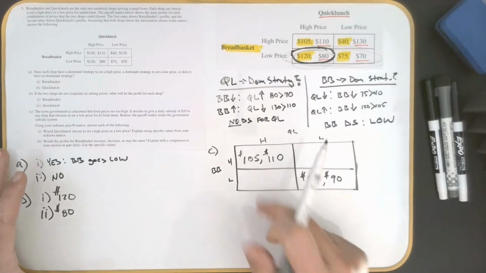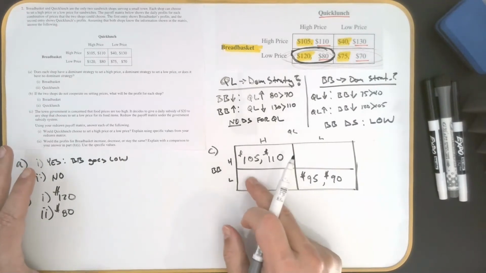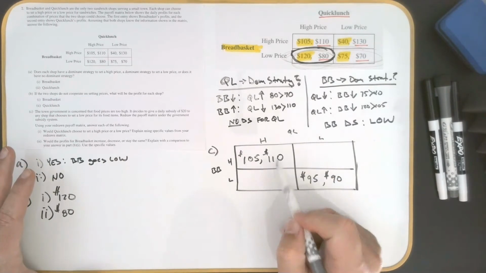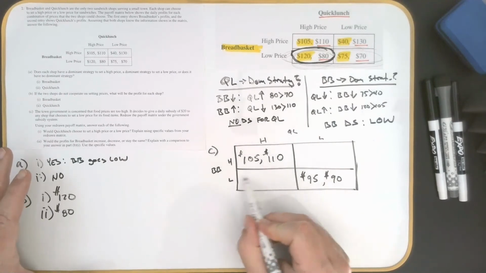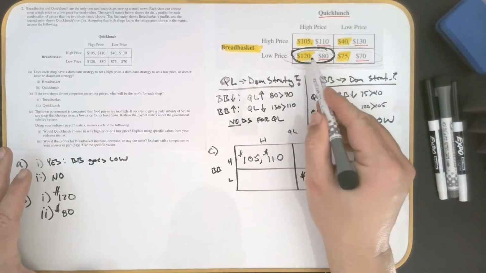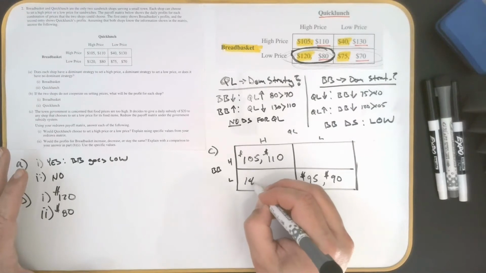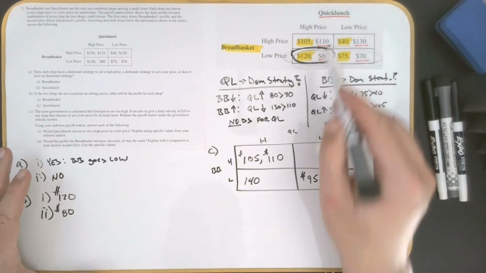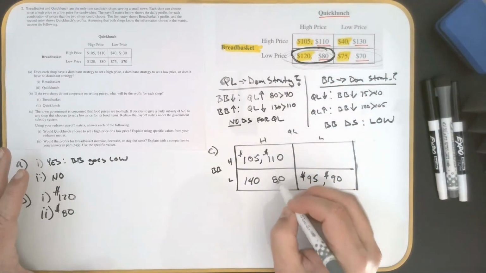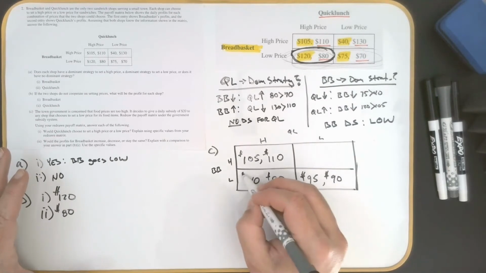So let's go to this one first. This is Breadbasket has the low price. Quick Lunch has the high one. So the lower price is the one that would be right here. So that's the 120. So we're going to add $20 to that to get 140. This is Quick Lunch's high price. There's no change. It's still $80. Okay, make sure you get that down.